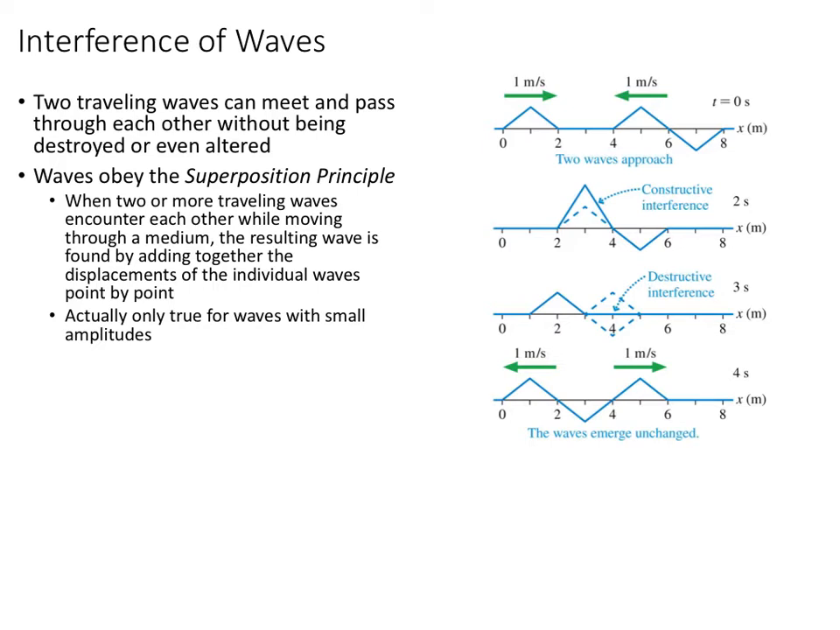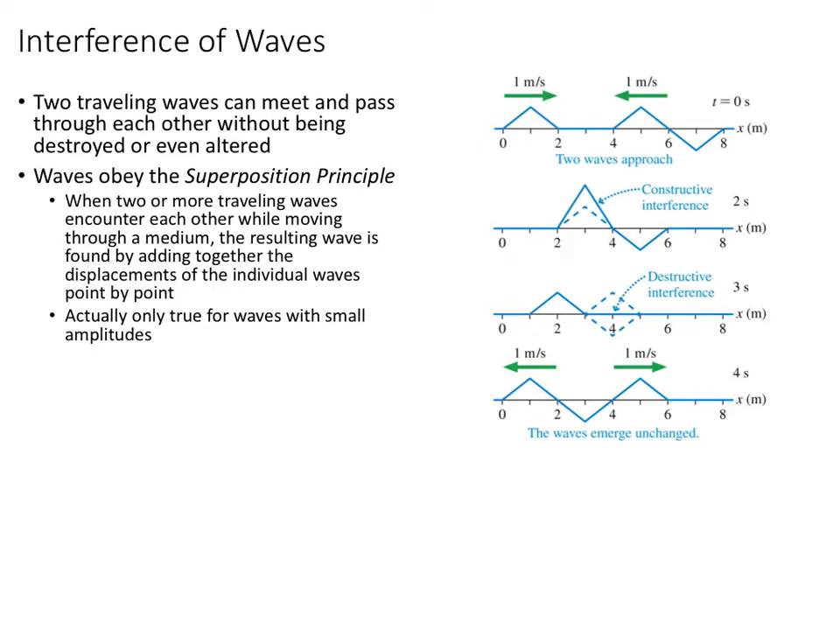The superposition principle says that when two waves are interfering, when two waves are passing through each other, the resultant, when you add them up, is just found by adding the displacements of the individual waves at that point. Now, in real life, this is only strictly true for waves with small amplitudes. But it's true enough of the time that it's a pretty good general principle.